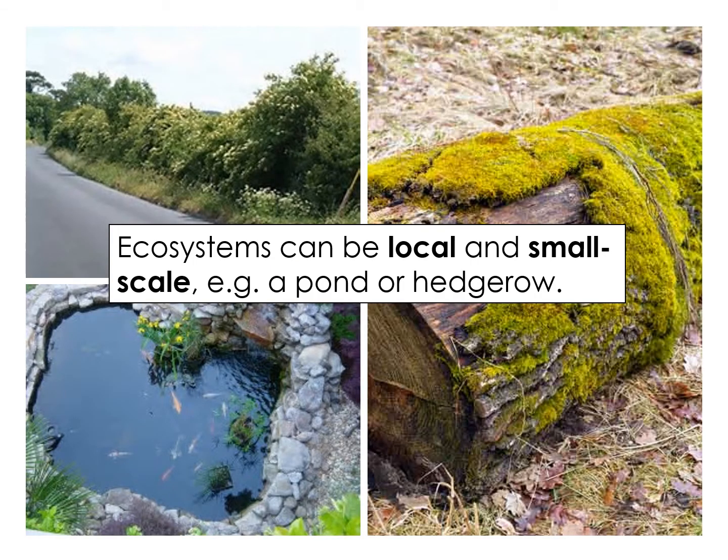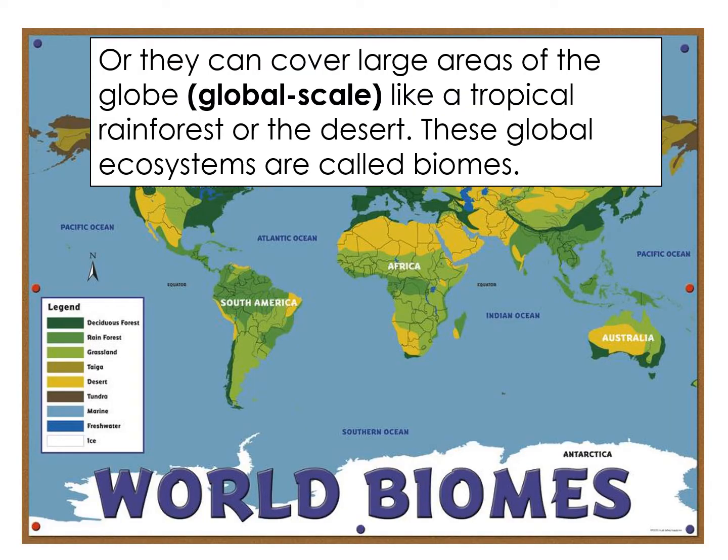Ecosystems exist on a number of scales. They can be very small, like a little pond, or a hedgerow, or even a log. Or they can be very large and cover big areas of the globe, like a tropical rainforest or a desert. In this case, they're called biomes.